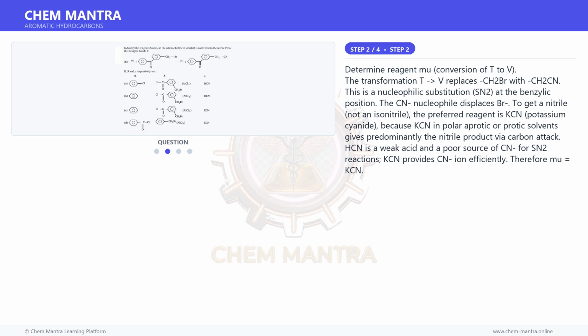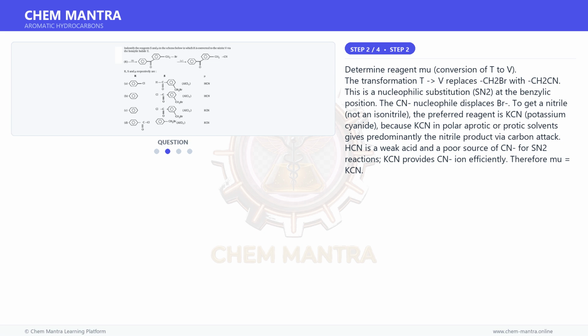Determine reagent mu, conversion of T to V. The transformation T to V replaces CH2Br with CH2CN. This is a nucleophilic substitution, SN2, at the benzylic position. The CN nucleophile displaces Br. To get a nitrile, not an isonitrile, the preferred reagent is KCN, potassium cyanide, because KCN in polar aprotic or protic solvents gives predominantly the nitrile product via carbon attack.